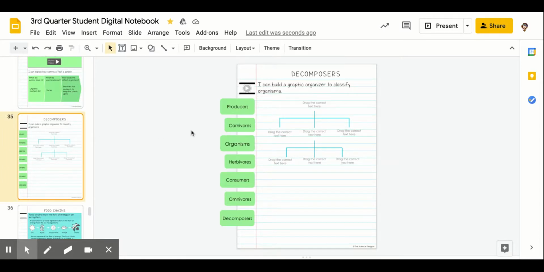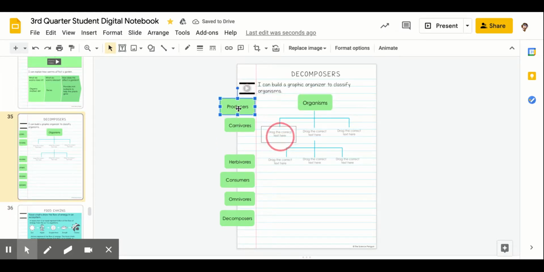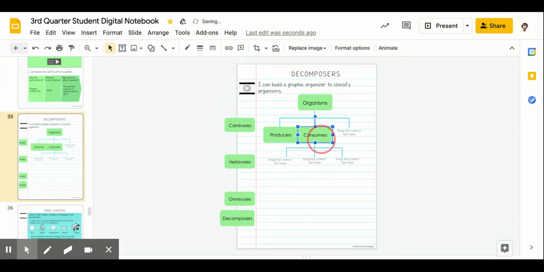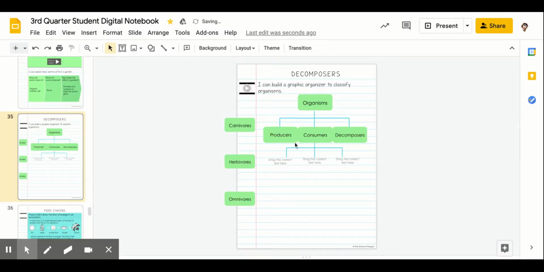All right, last but not least, let's build a graphic organizer to classify organisms. So overall, we have organisms. And those organisms can be classified into 3 categories. They can be categorized as producers, consumers, and decomposers, right? So remember, producers got their energy through photosynthesis from the sun. Consumers get their energy through eating something, and then decomposers break down dead things.